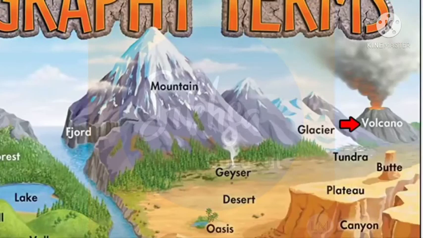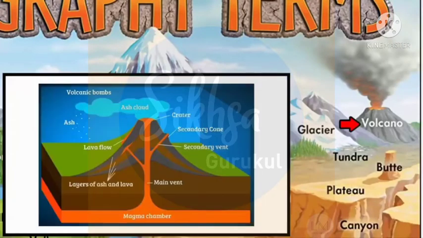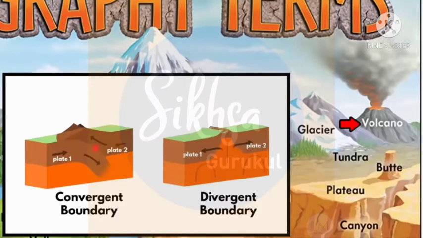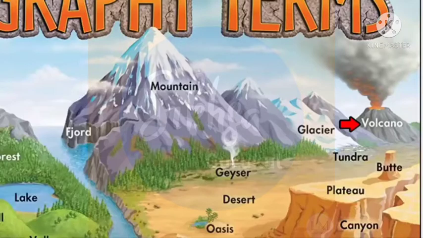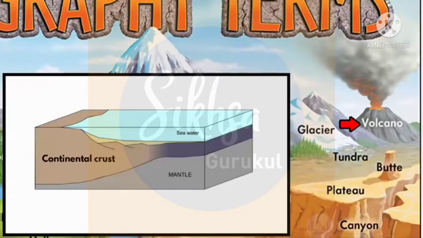Now coming to a volcano. Volcanoes are formed when magma comes out from within the Earth's upper mantle. Now how does magma come out of the Earth's crust? It can happen in two ways: when two tectonic plates collide, or when two tectonic plates move apart. Now you need to understand that tectonic plates are of two types. One is a continental plate and the other is an oceanic plate.